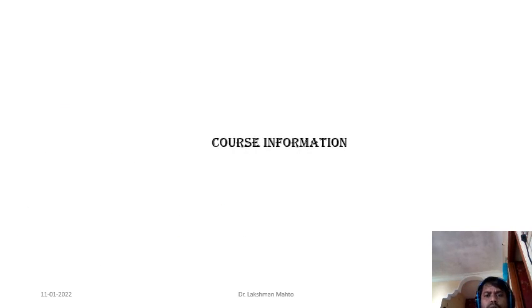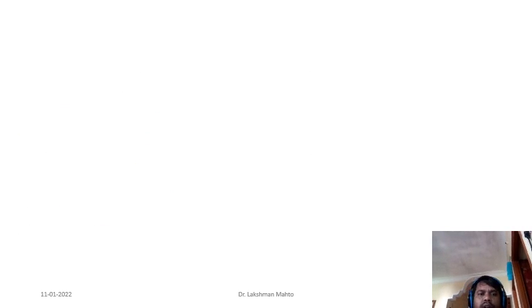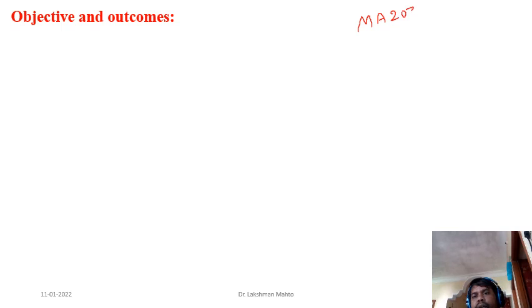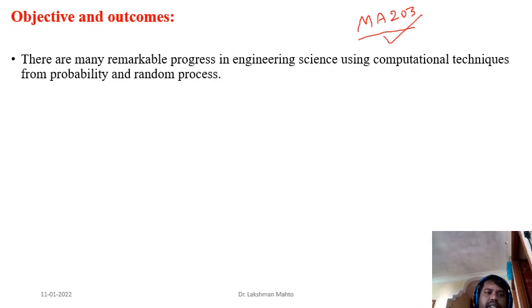So coming to course information, I have already mentioned that the name of this course is probability and random process, and if you are willing to ask, the code of this course is MA 203. You may find this course as a prerequisite of many of your courses in electronics and communication. That's where you have to be very good in this course and be attentive. My suggestion would be that.